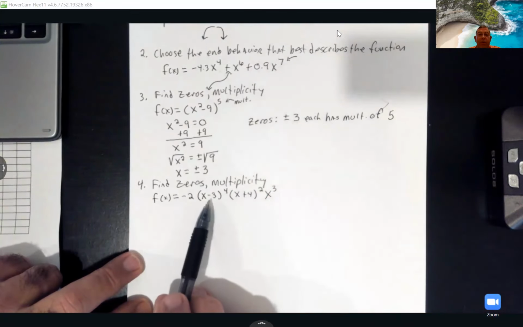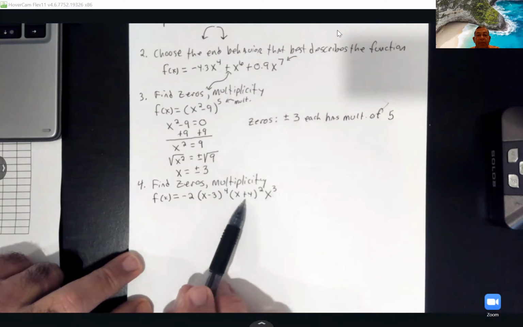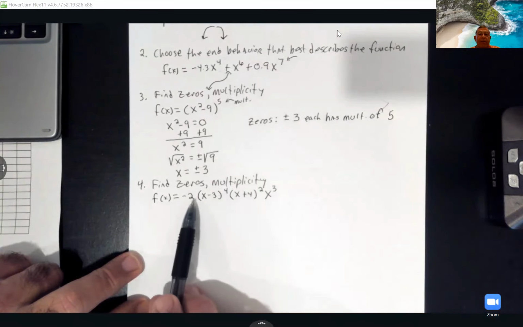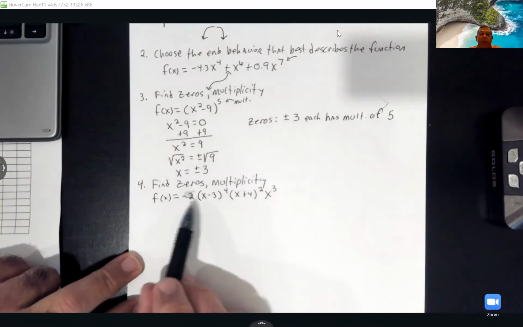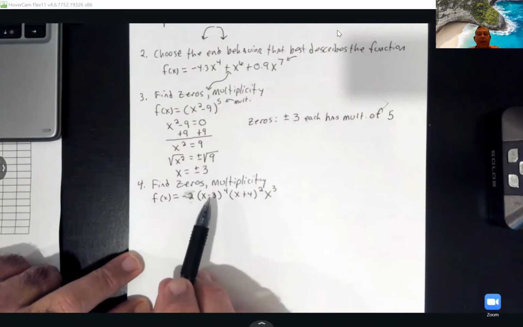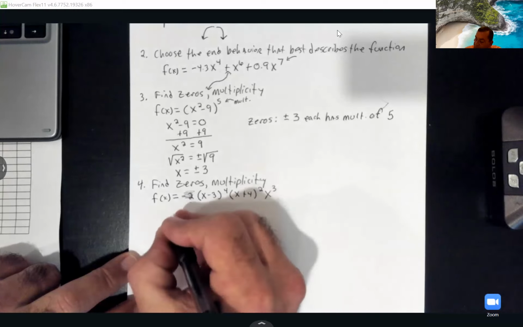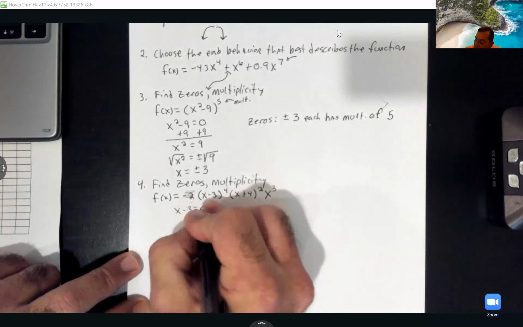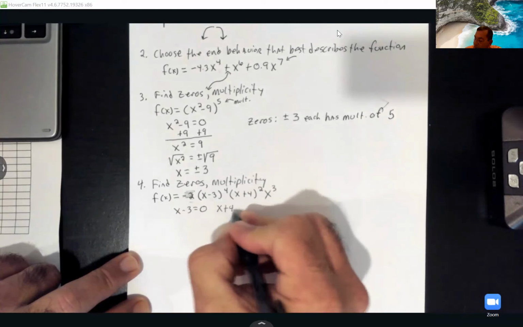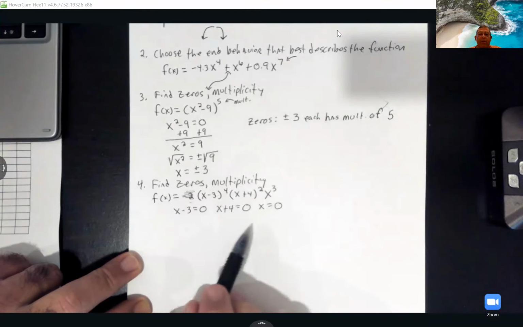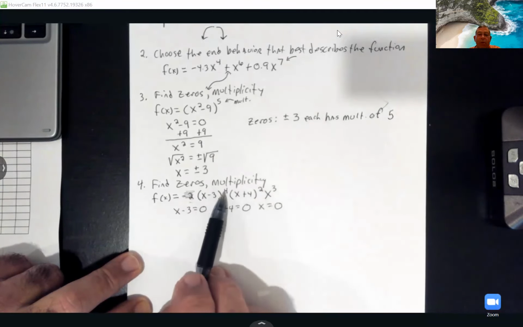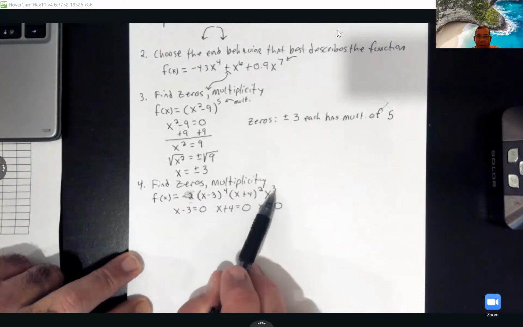All right, y'all, so the zeros will come from the x minus 3 factor, the x plus 4 factor, and the x factor. This -2 does not have a variable, so it will not give us a 0. So technically, we can get rid of that -2. What we got to do is set these 3 factors equal to 0, the x minus 3, the x plus 4, and then the x. Now, when we solve them, the multiplicities will be the 4, the 2, and the 3.